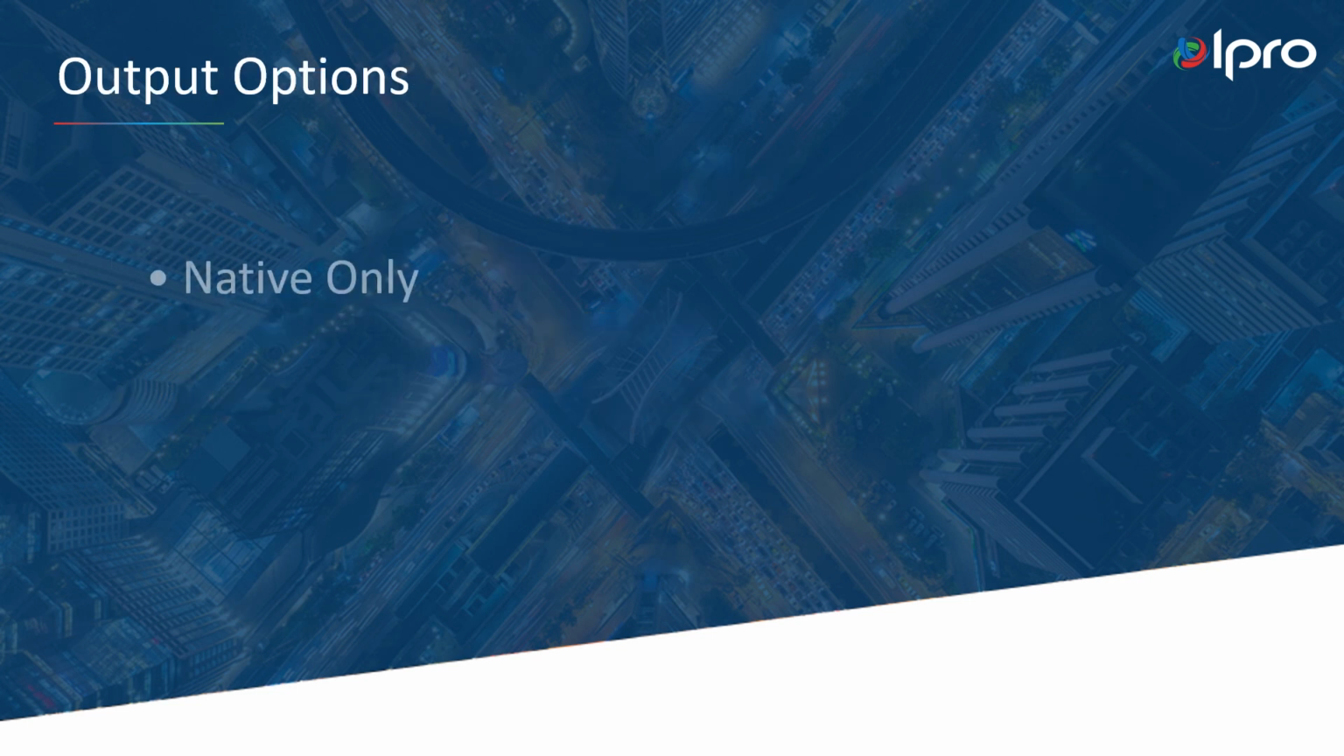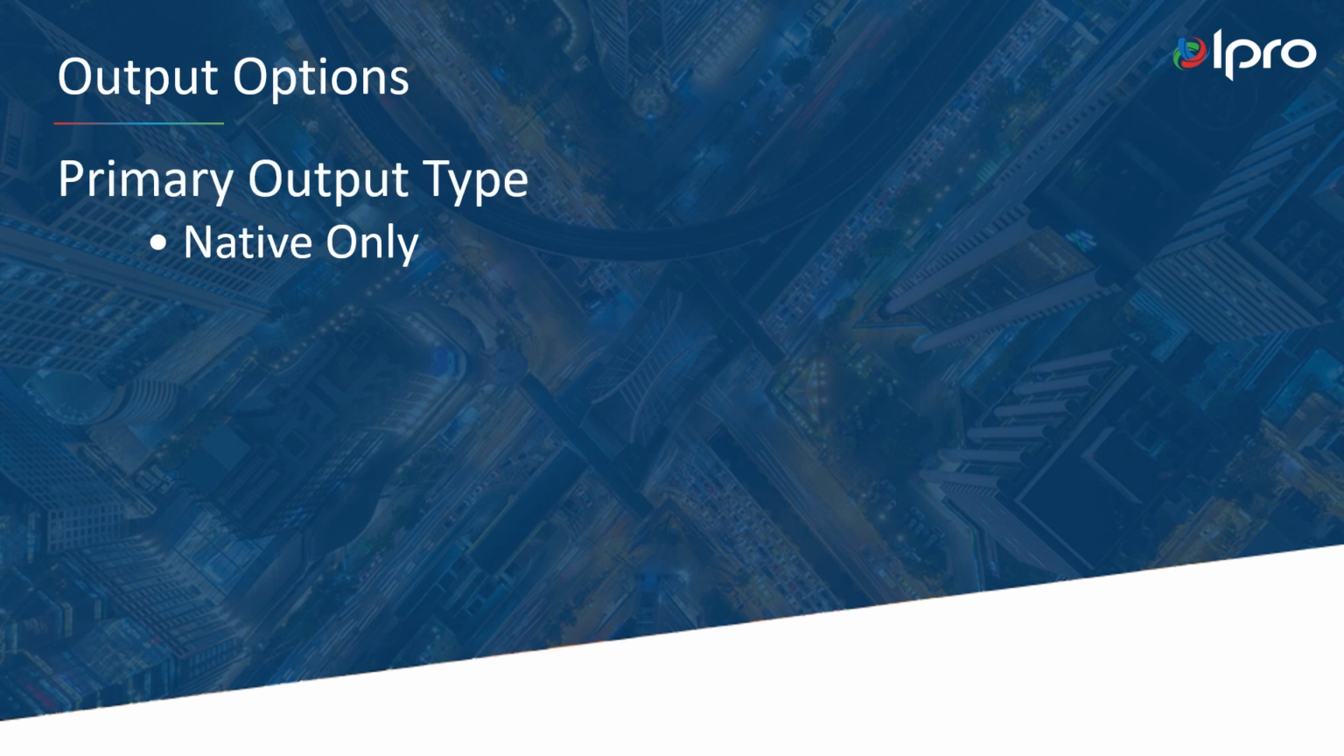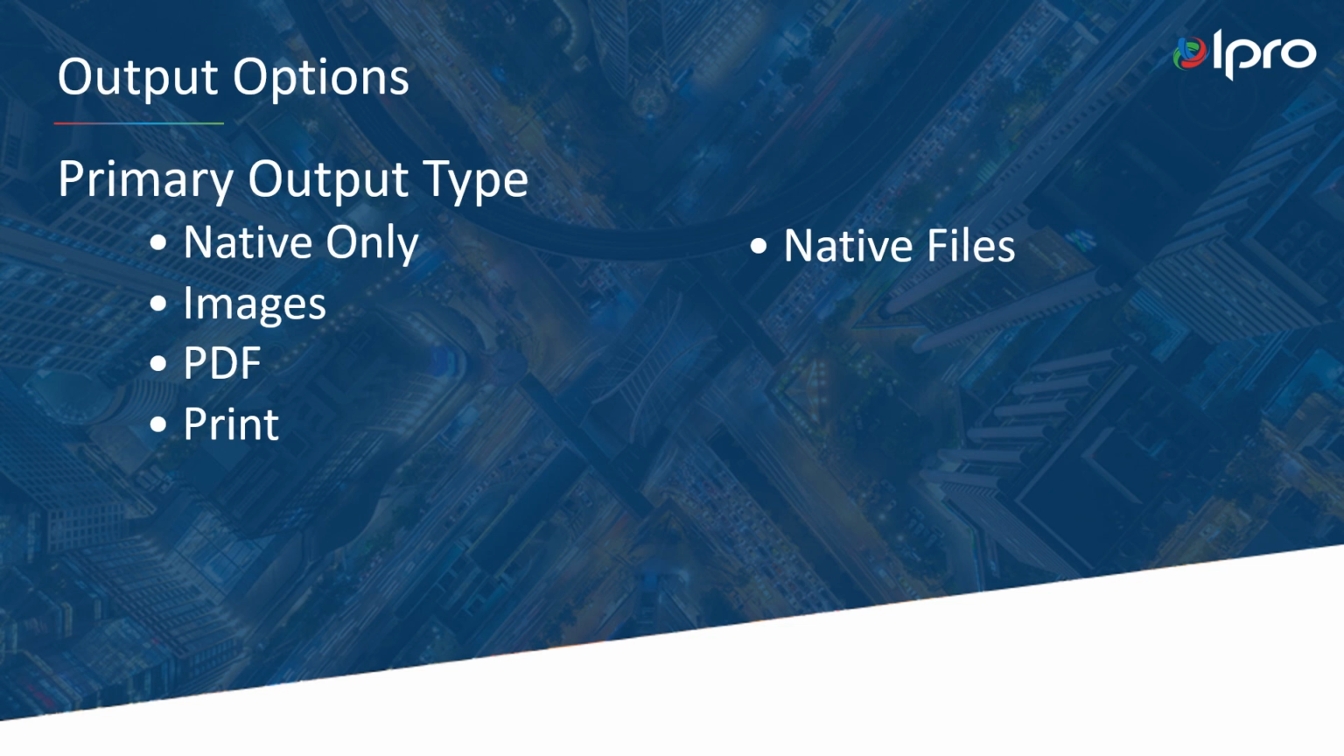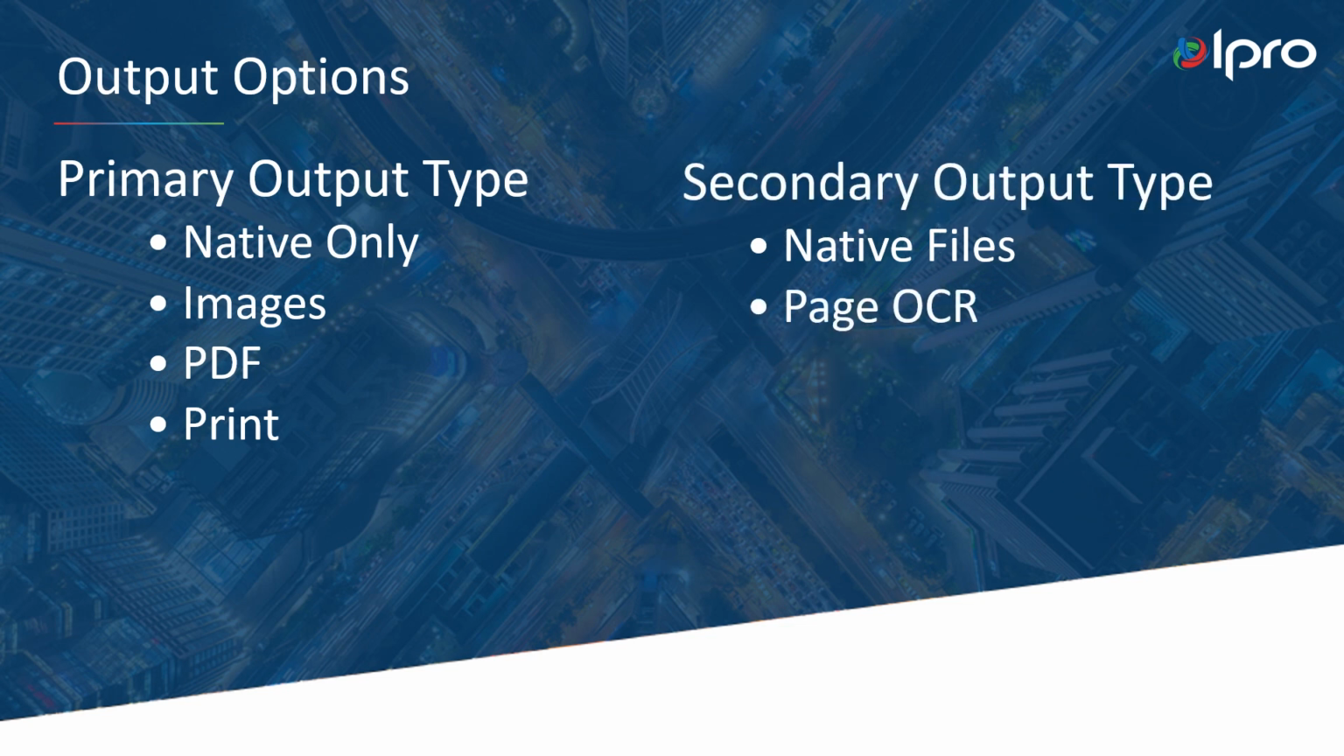Once a document set is specified, you will need to select output options. Your primary selection can include producing native files only, producing image files only, producing PDFs based on image files, or printing directly to a workspace printer. In most instances, you will require both a primary output and a secondary output, such as images and natives.